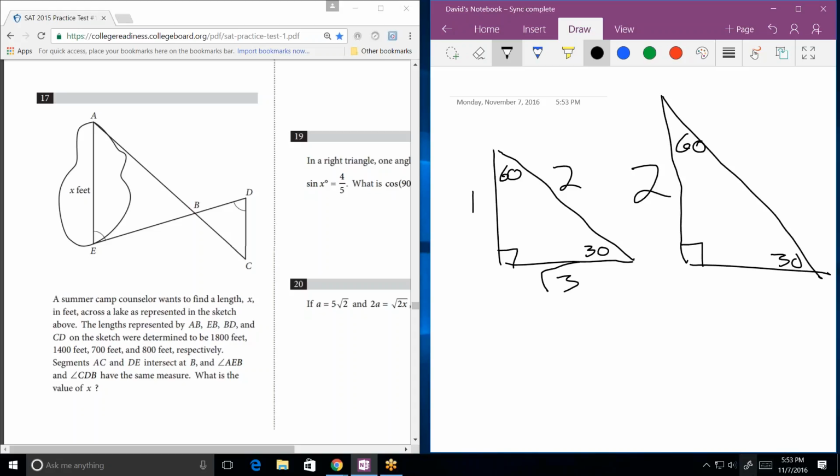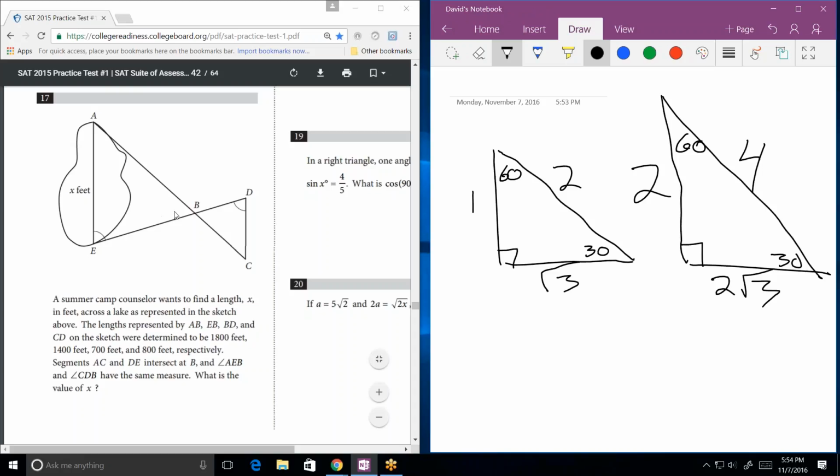I know that whatever the similarity ratio is between these two triangles, it applies to all 3 sides. So if this one is twice that, then the hypotenuse has to be twice this hypotenuse, and this side down here has to be twice. So that's the principle I'm going to use on these two similar triangles.